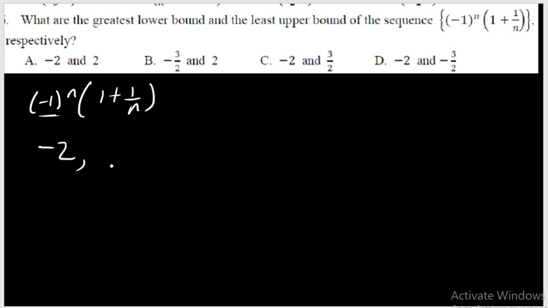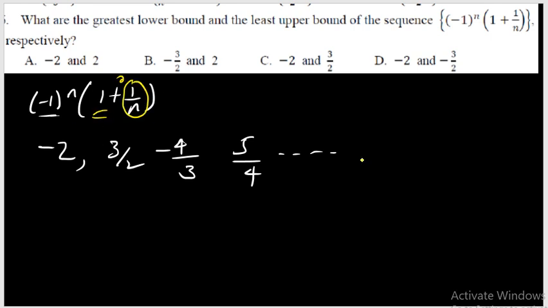And what is the next step? If you insert 2, it will be 1 over 2 plus 1 will be 3 over 2, and it's positive. If you insert 3, 1 over 3 plus 1 will be 4 over 3, but it's negative. If you insert 4, plus 1 will be 5 over 4, it's positive. It continues, and as n goes to infinity, what will happen? This part will be 0 and 1 remains, and finally the final outcome will be plus or minus 1. It will be decided only by the outer.